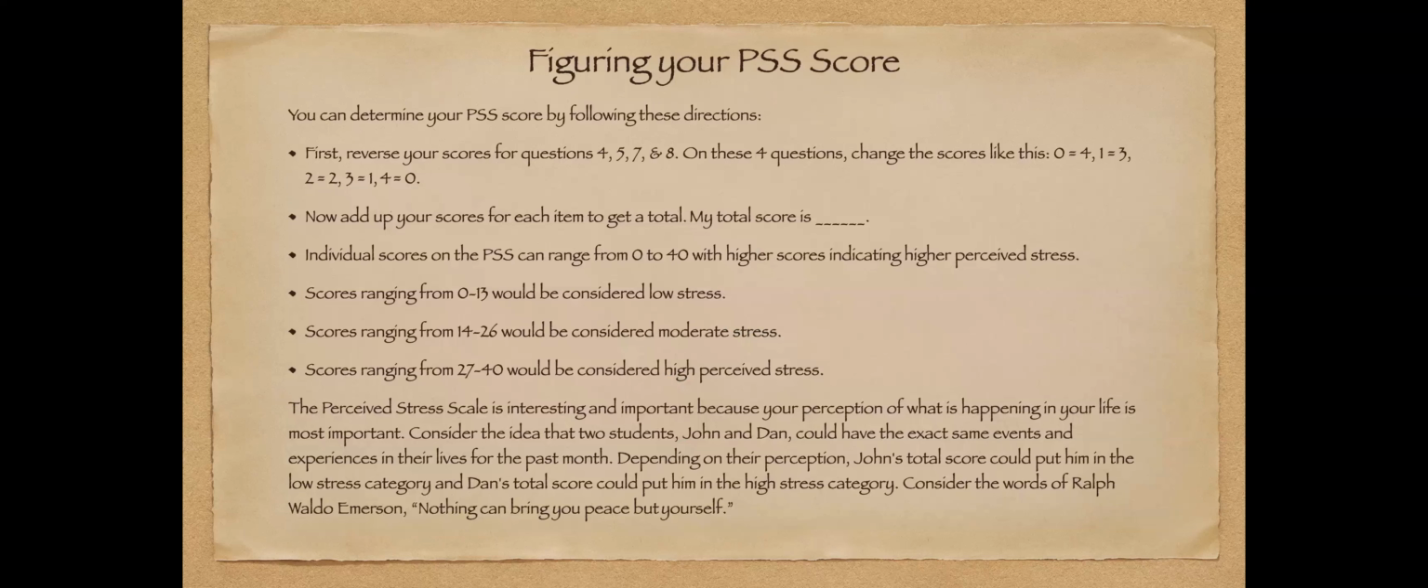Okay. First, you reverse your scores for question 4, 5, 7, and 8. So on these 4 questions, change the scores like this. 0, if you had put 0, change that one to 4. Question 4, 5, 7, and 8. If you had 0, you make it a 4. If you had 1, you make it a 3. If you had 2, you make it a 2. If you had 3, you make it a 3. If you had a 4, you make it a 0. Am I confusing you?